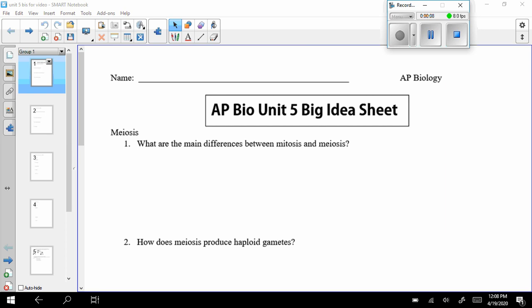So I'm going to go through this big idea sheet and make sure that you write down any questions that you have so that you can ask me during our Zoom on Thursday.